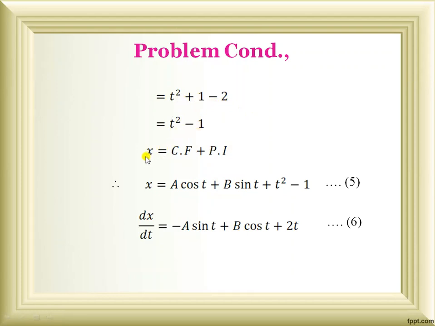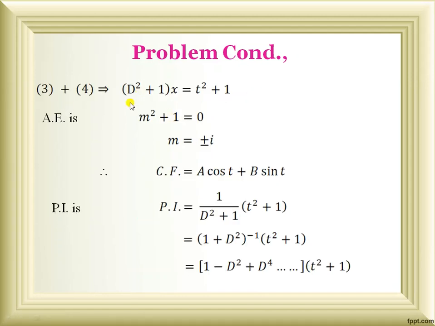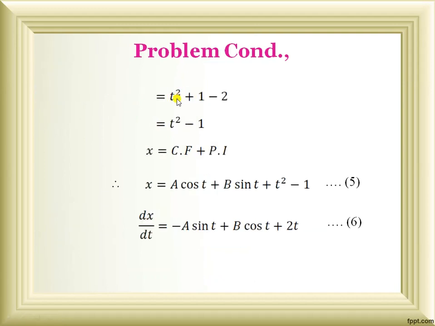And finally, I need to write the general solution for x. Why? Because in the final equation the dependent variable is x. So I want to write the solution for x, not y. So x is equal to complementary function plus particular integral. I am just adding together. I will get x is equal to a into cos t plus b into sin t plus P.I., which is t square minus 1.